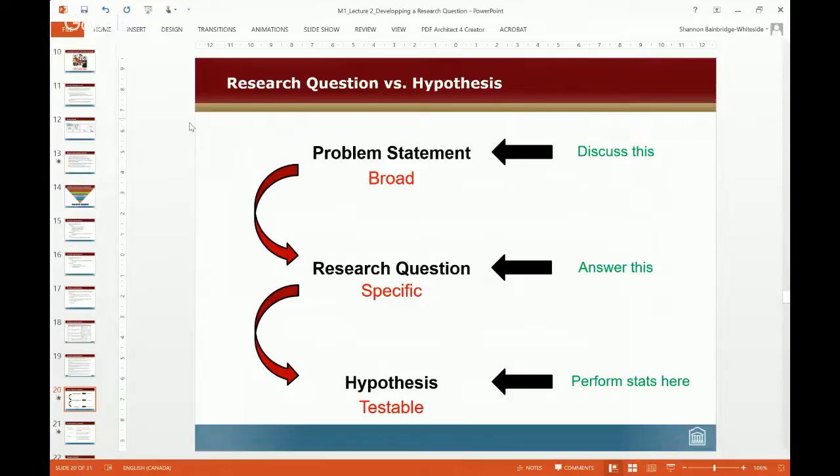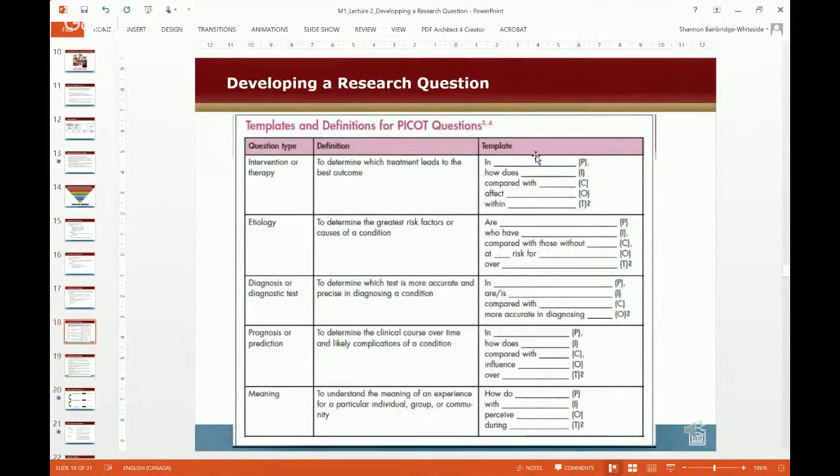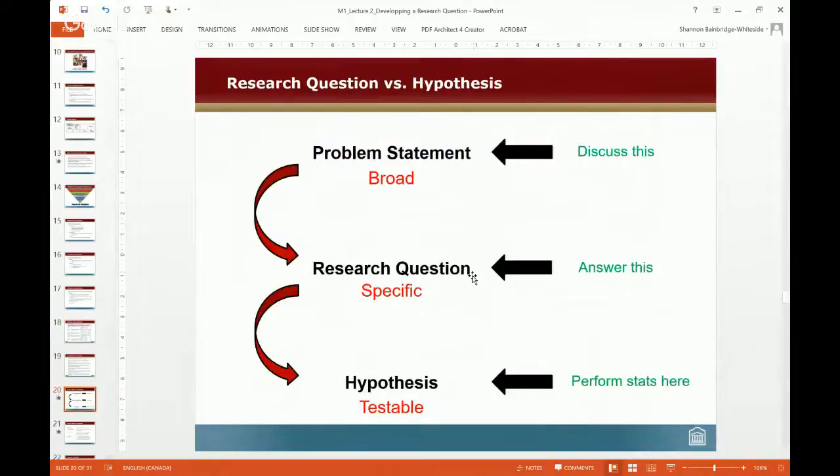What you want to do is take that broad statement and develop it into a PICO research question. So if we go back to the templates, you want to take that broad statement, identify all of your components of the research question, and plug it in to come up with a solid research question. And as you're executing your research, this is what you're going to be answering.